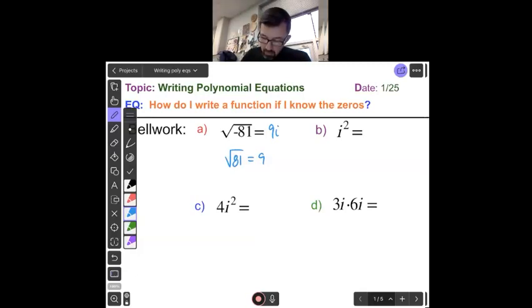So remembering that, and then i squared, what's i squared equal to? It might help to remember what i is defined as. i is the square root of negative 1. So what's i squared equal to? This is something we did talk about, but we didn't talk about it a lot. If i is equal to the square root of negative 1, what's i squared equal to?